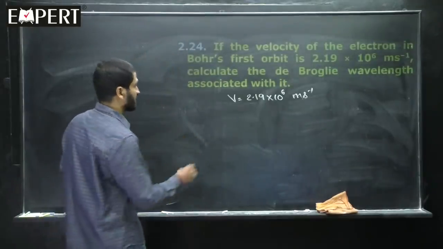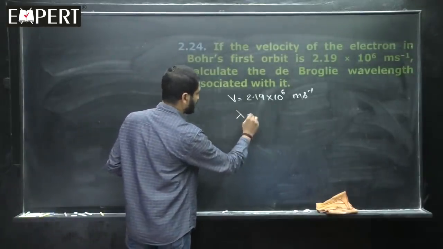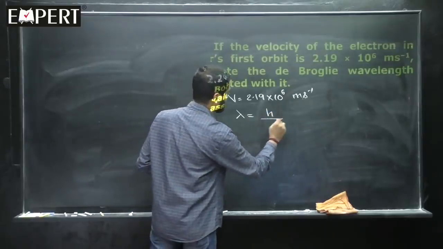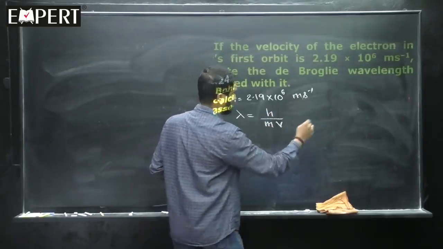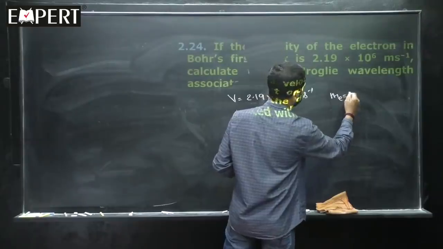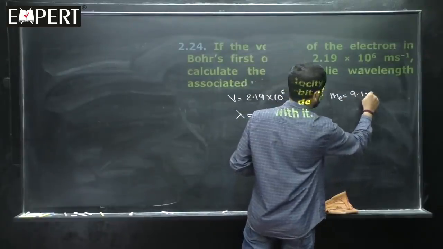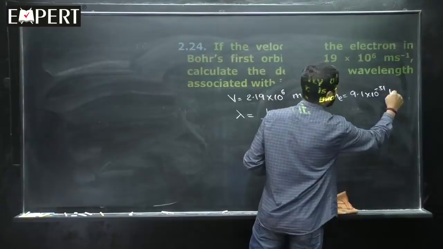So if it is a matter wave, what is its wavelength? We have to calculate the wavelength, correct. Wavelength is given as h by m into v. We know the mass of an electron. What is the mass of the electron? 9.1 into 10 to the power minus 31 kg.